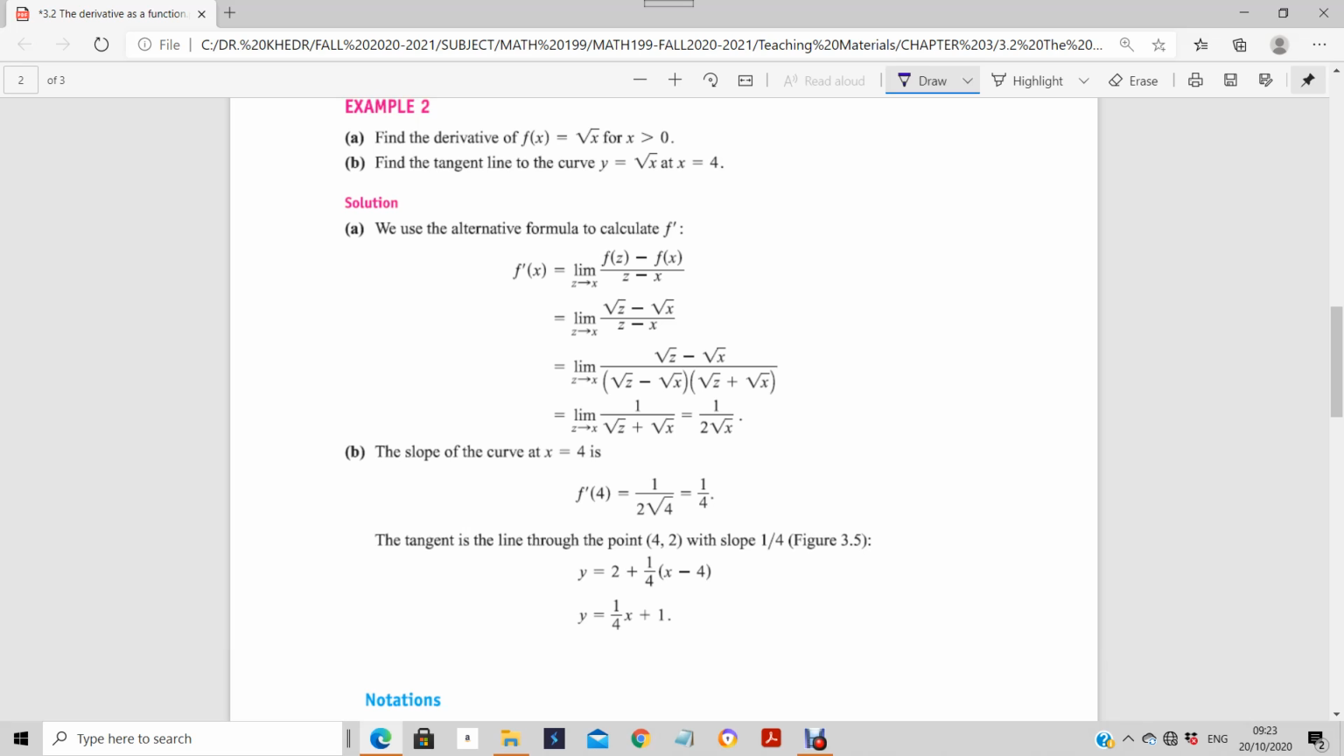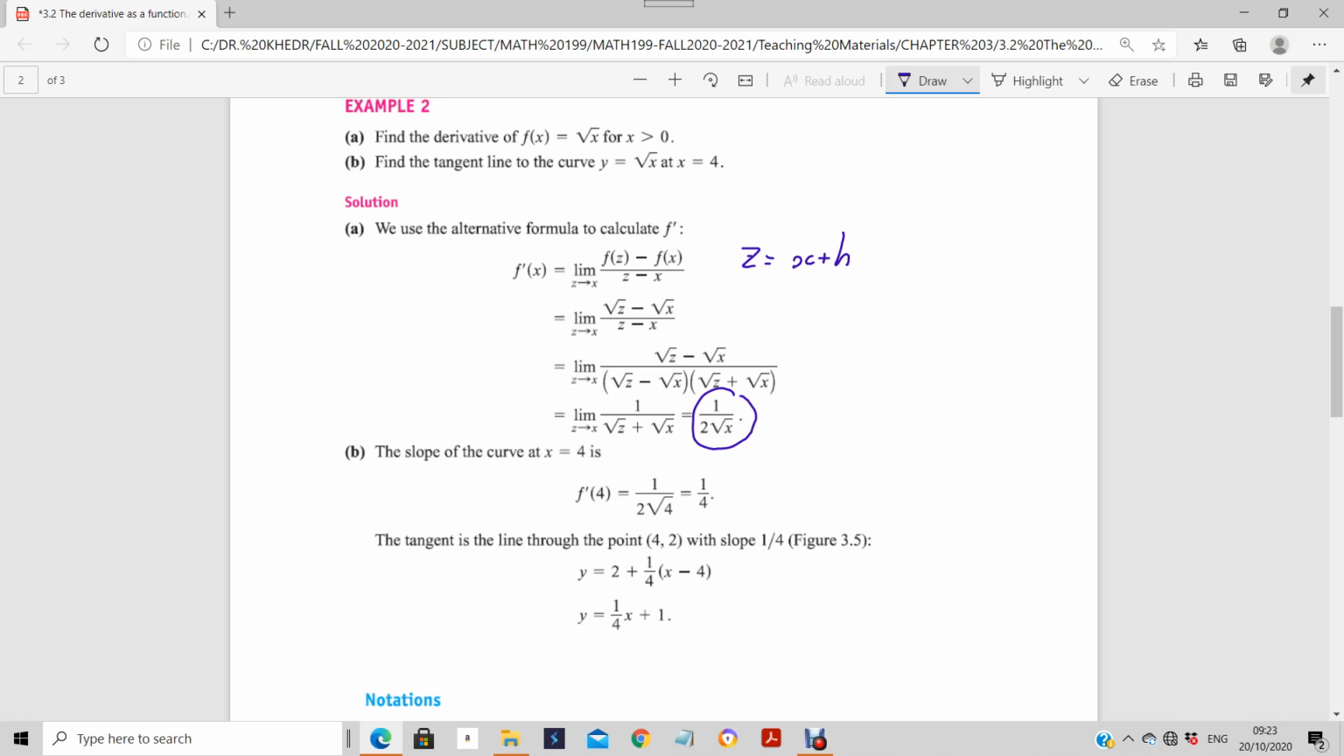And this is another form of the definition. This is exactly equivalent to the original definition, if z is assumed to be x plus h. Okay, so if you assume z equals x plus h, then you follow this definition. And then if you substitute in this definition, ultimately you will get the answer as 1 over 2 square root of x.